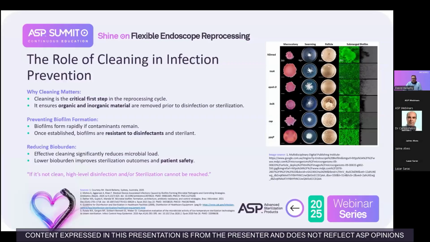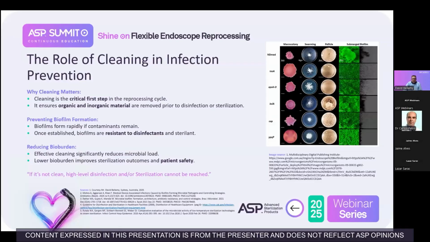So effective cleaning processes are validated to result in a log reduction of microbial load and thereby significantly lower bioburden. Reducing bioburden is theoretically a benefit, but it also has a direct measurable impact on the efficiency of high-level disinfection and, of course, sterilisation. And it is proven in many studies to reduce the risk of healthcare-associated infections.